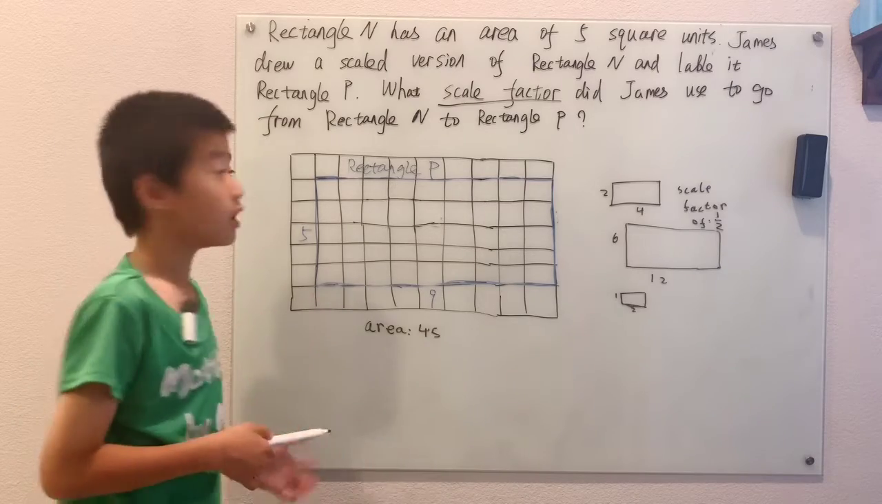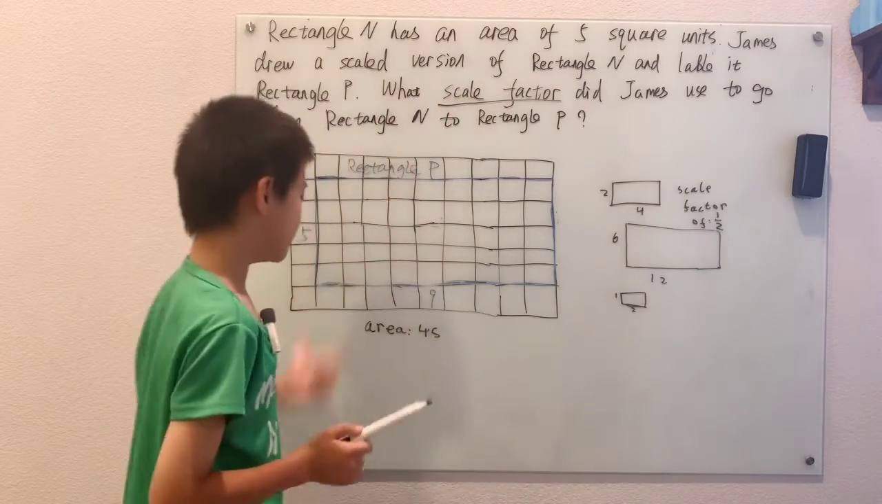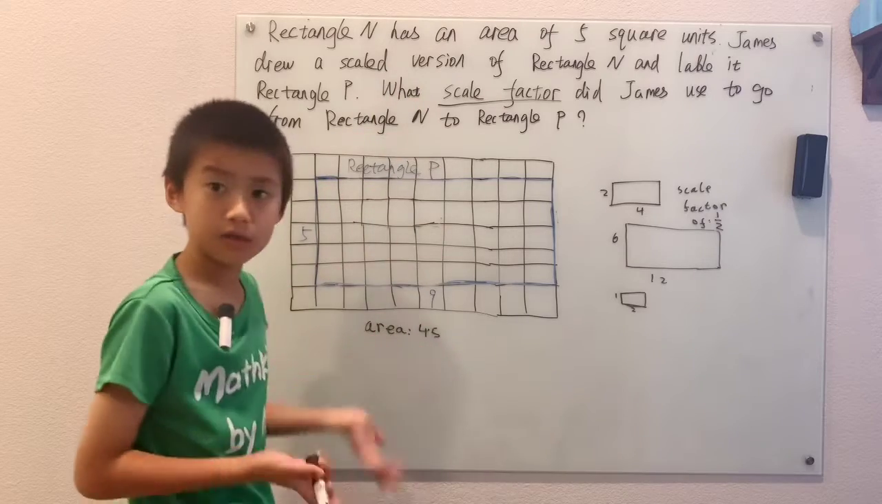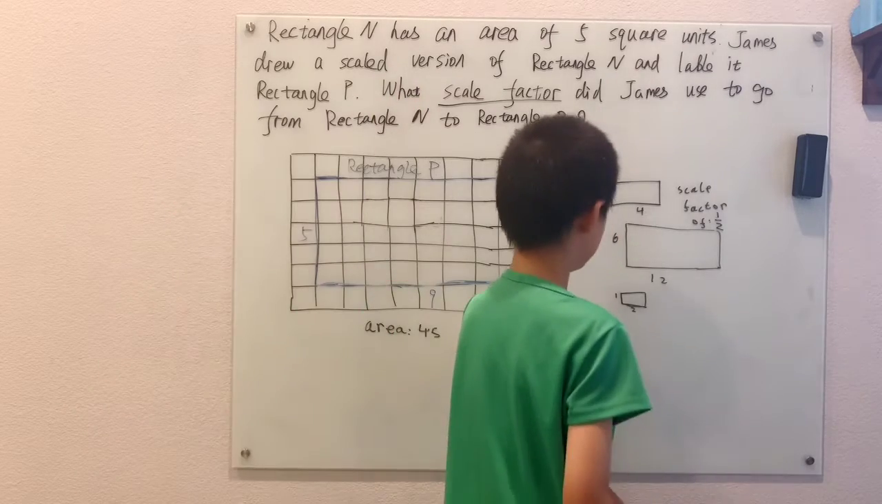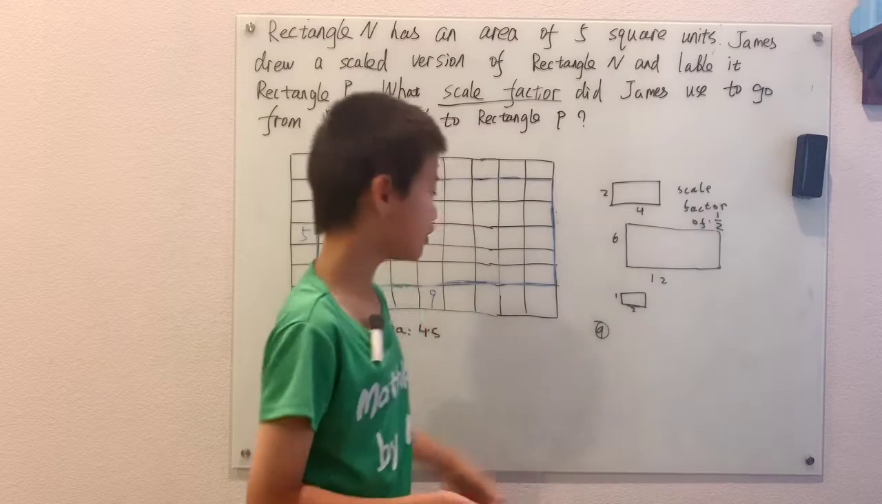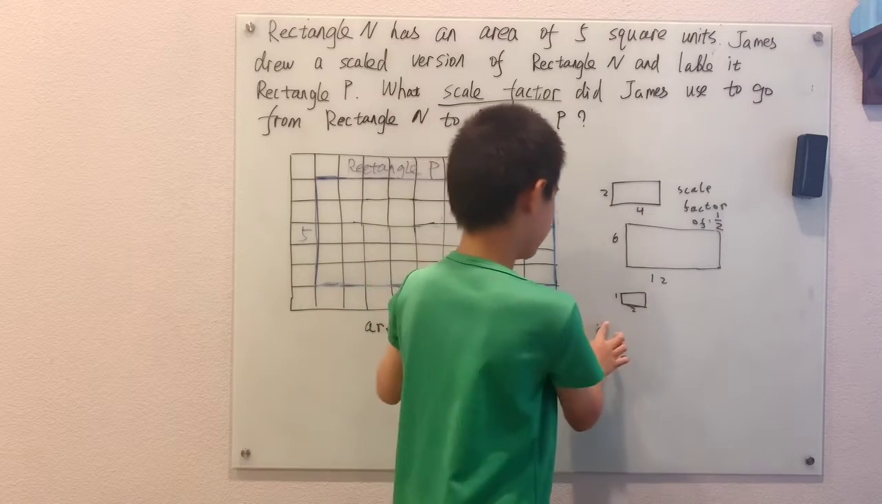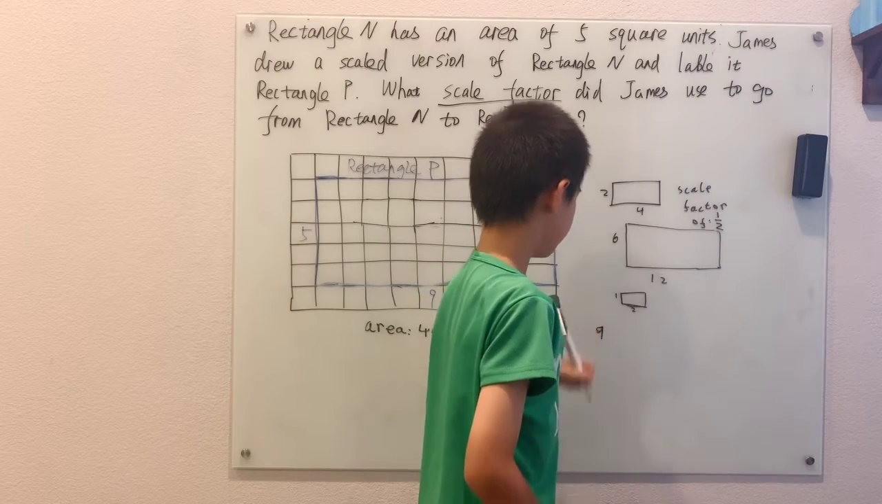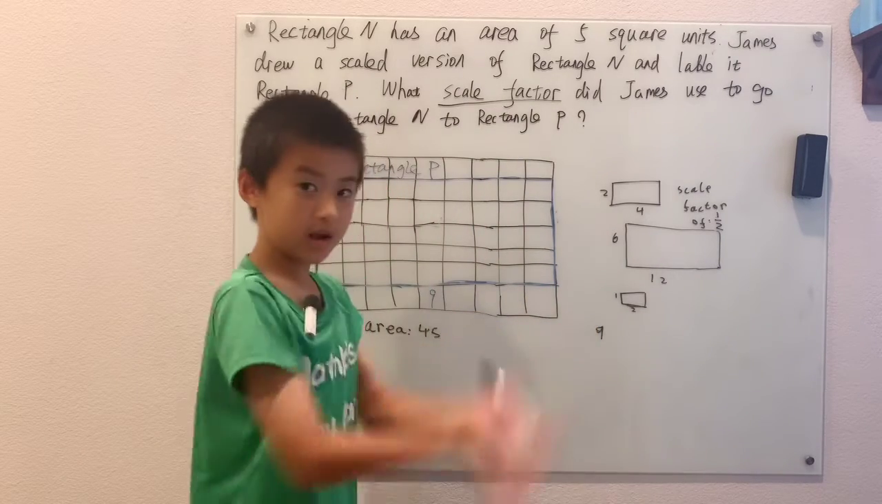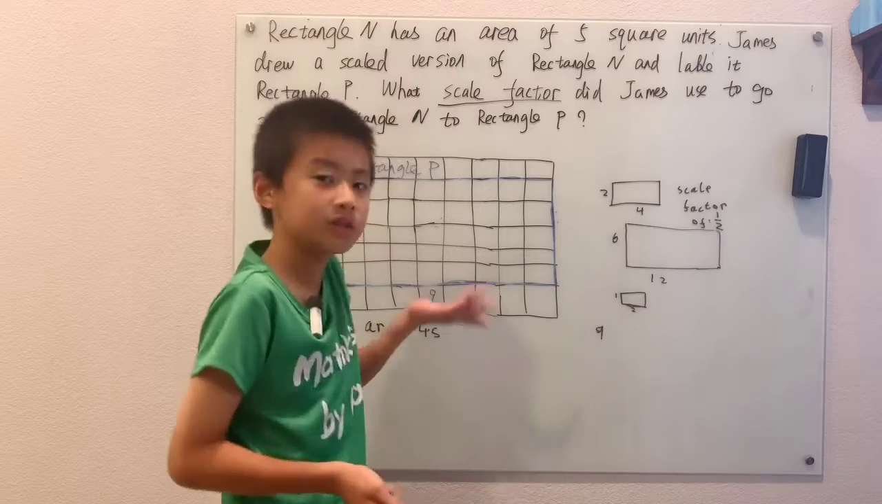Well, then that seems like, okay, an area of 5 square units, and then we scaled up by 9 times, which means our scale factor should be 9. But actually, the problem is that this is area, and area is a little different than side lengths. Since the area is going up by 9, instead of using 9, let's think of something else.